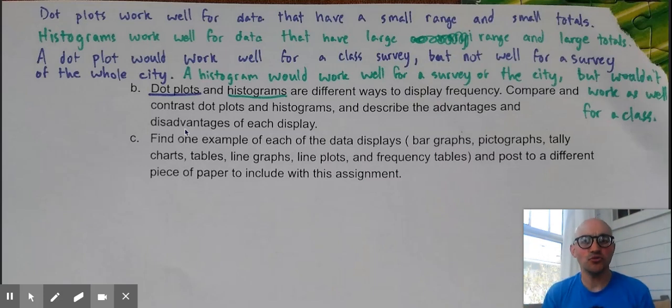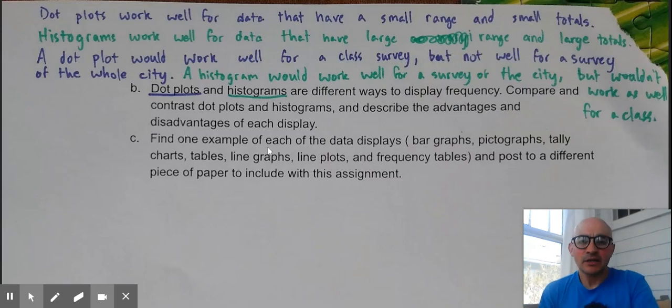So we had to create a new tool for that, and that's where a graph like a histogram or a bar graph or maybe a line graph comes in, depending on what we're looking at. But there'd be other tools that would work better. And in this case, comparing dot plots and histograms, a histogram would work much better for a survey of a big city, or a state or a country or that kind of thing. So it's really just about using the right math tool for the right data set.